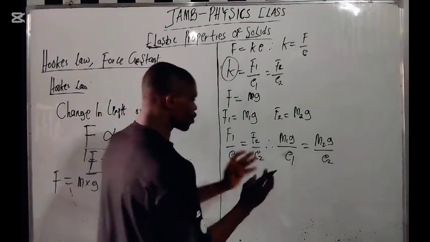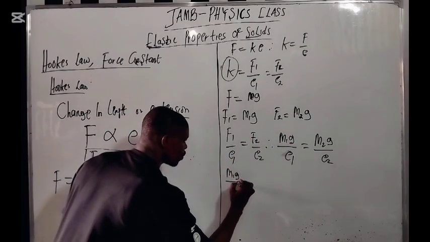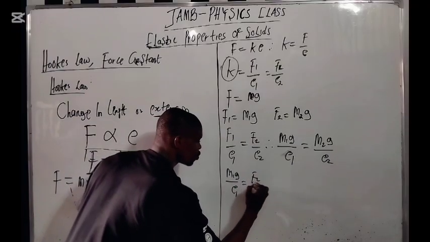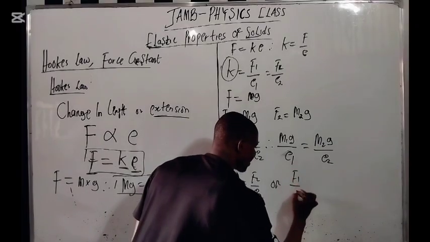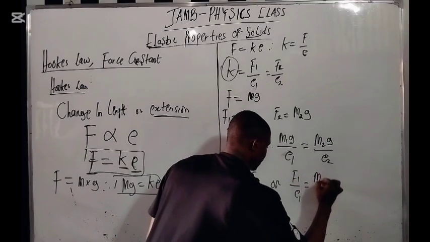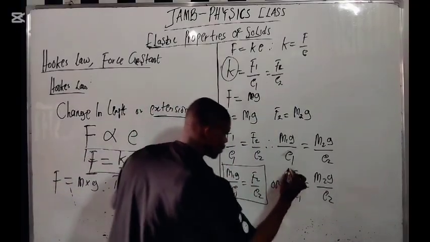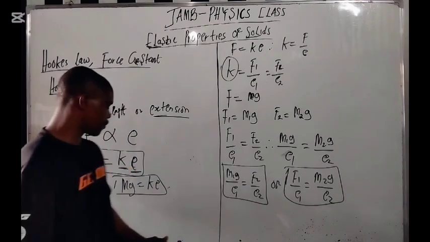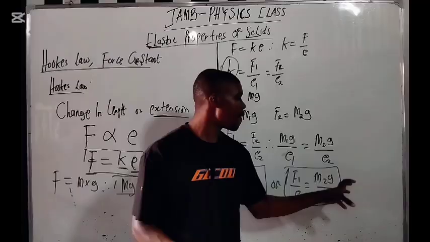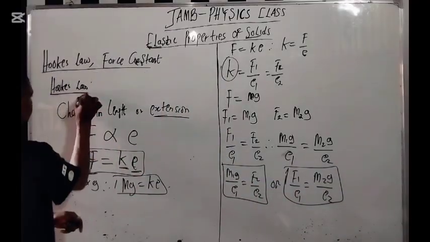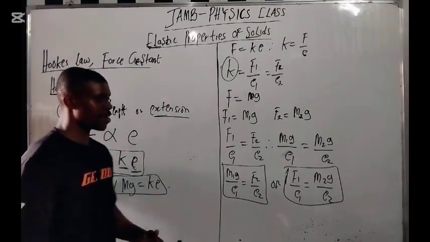Now, we can also take this one here and this one here. You can say M1G over E1 equals F2 over E2, or we can say F1 over E1 equals M2G over E2. So you have to take note of these formulas. These are the formulas we are going to make use of when it comes to Hooke's law. As easy as that.